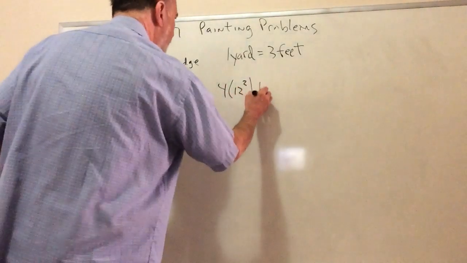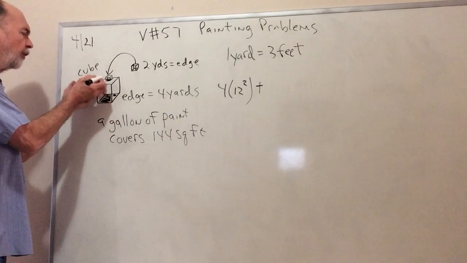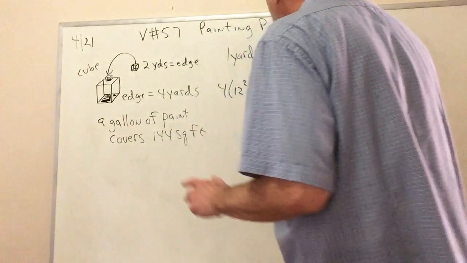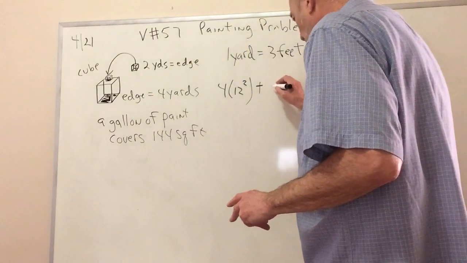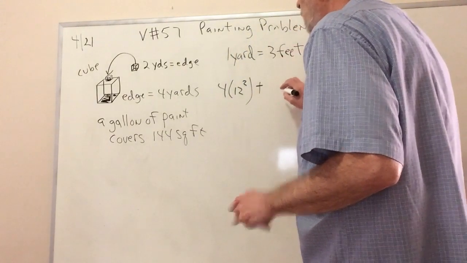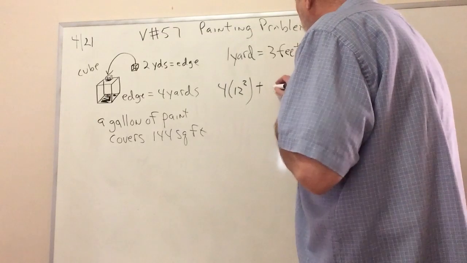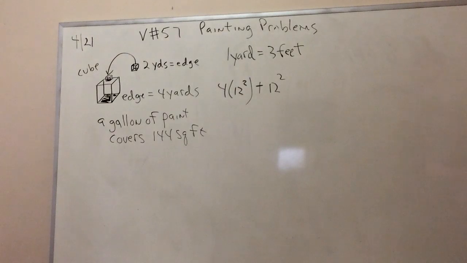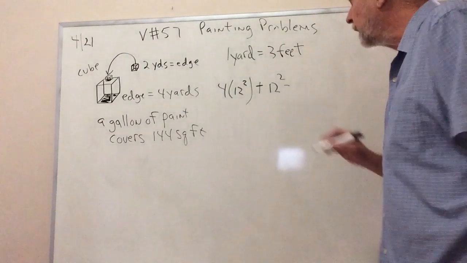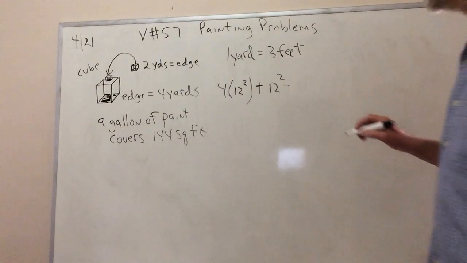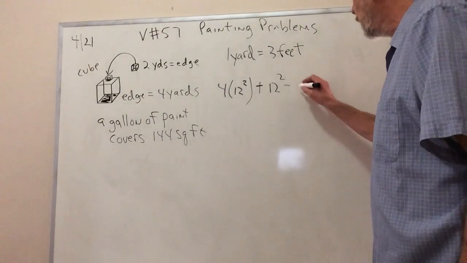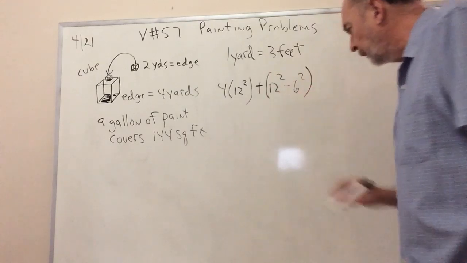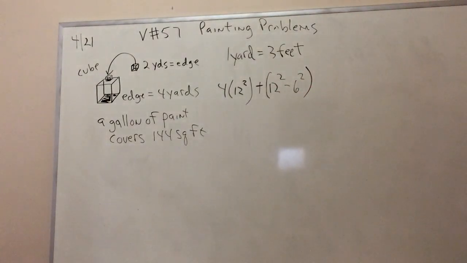And then, since I can't paint the little cube underneath that face, then it would be the other face, which is going to be 4 times 3, which is 12 squared, right? 4 times 3, there's the conversion, minus, oh my God, the next one is 2 yards, so that would be 2 times 3, which is 6 squared. So we'll put that in parentheses so we don't get confused doing that.